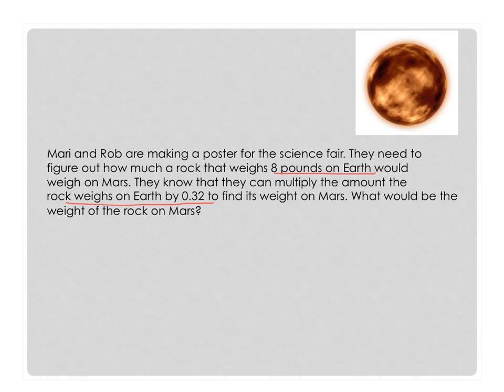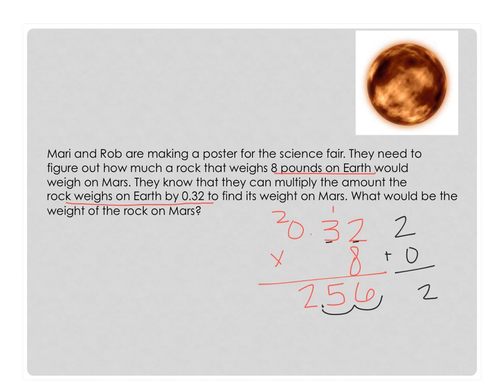Well, let's do that. Because 32 hundredths, even though it's a smaller number, has more digits, I'm going to put it on top, and I'm going to multiply by 8. 8 times 2 is 16. 8 times 3 is 24, plus 1 is 25. 8 times 0 is 0, plus 2 is 2. 1, 2 decimal places here. 0 decimal places there. The rock would weigh 2 and 56 hundredths of a pound on Mars.